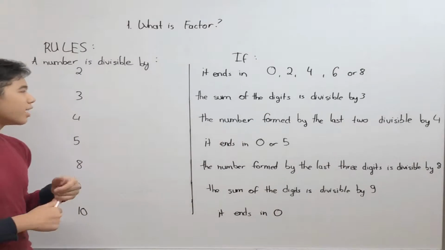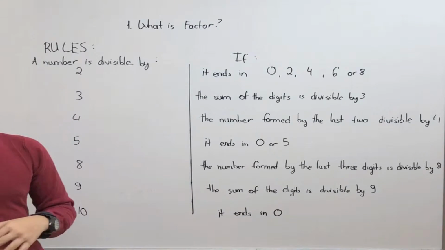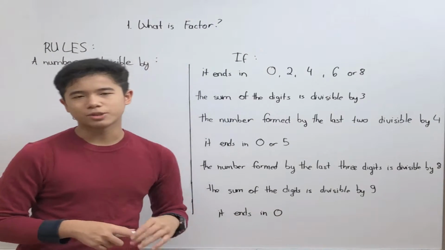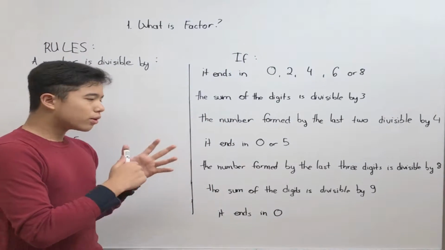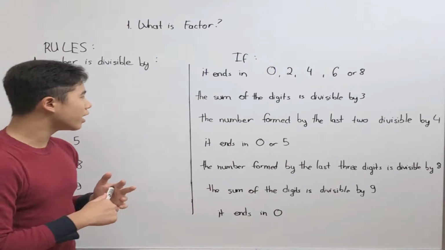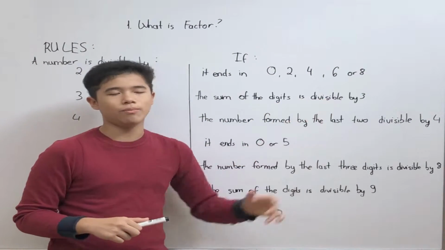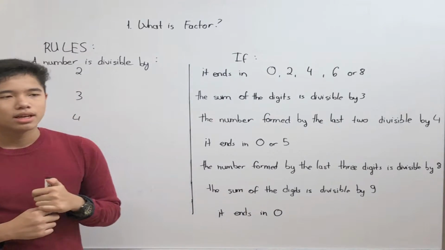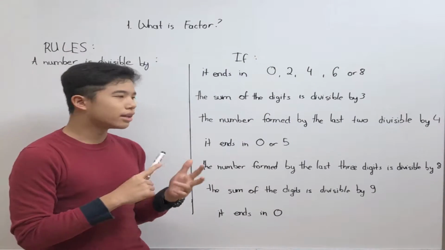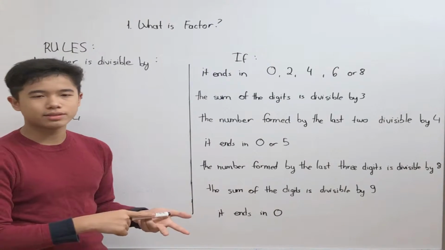Let's head on to the next rule. Next rule, 3. What about 3? 3 is quite hard to recognize, isn't it? If you want to recognize divisibility by 3, you must know that the sum of the digits is divisible by 3. What does this mean? The digits are the individual numbers inside your number.